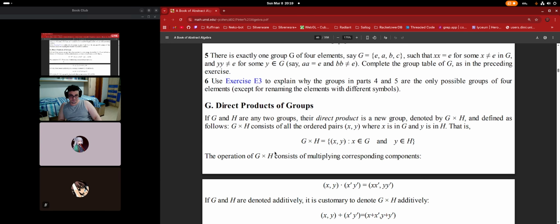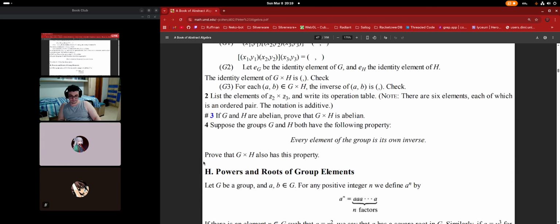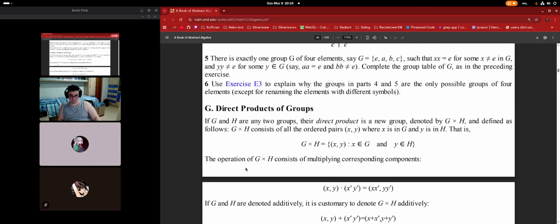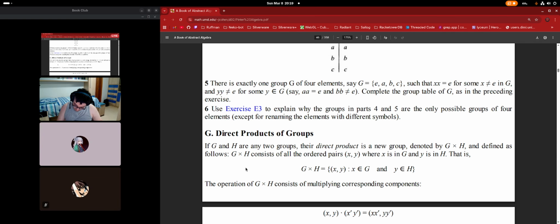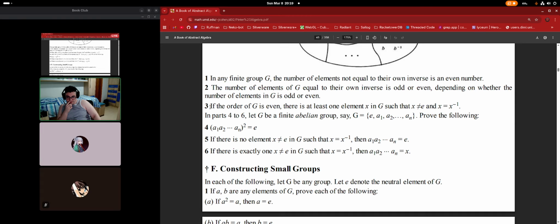What would you do? Do you have comments about this last one, Marie? Exercise E3, that's about the parity argument, right? Yeah, it's talking about if G is even, then there's at least one element X in G such that these two things are true.